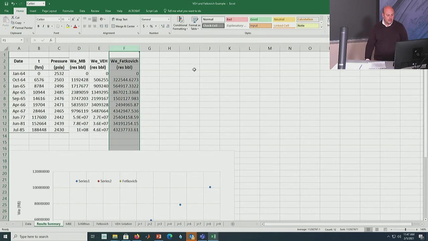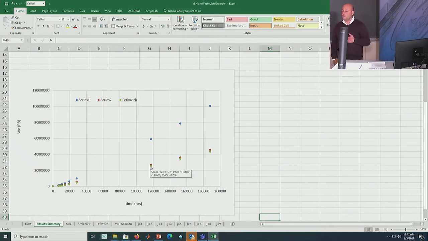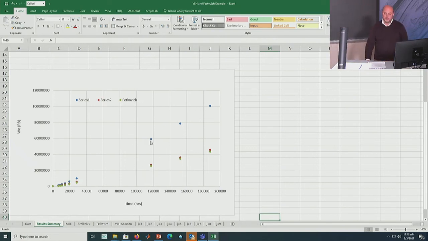And if I make a plot of that, if I make WE in reservoir barrels versus time, you see what my plot is here. Now the Fetkovich and the VEH match almost perfectly, which is what I told you would happen. I said the VEH is more accurate, but it's so much more tedious, and the Fetkovich is almost as accurate, and it's a lot easier. And they match pretty good. But from the material balance, we get a very different answer.